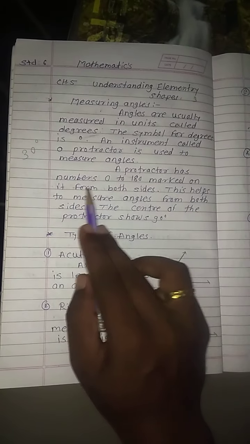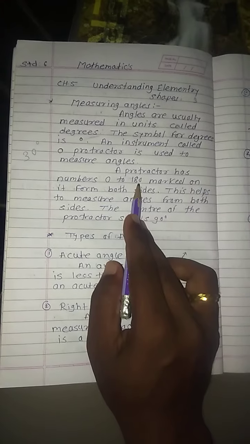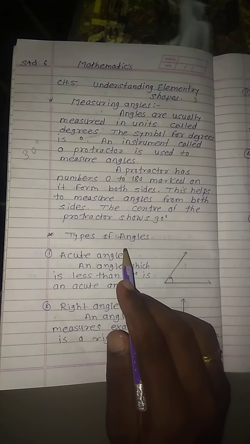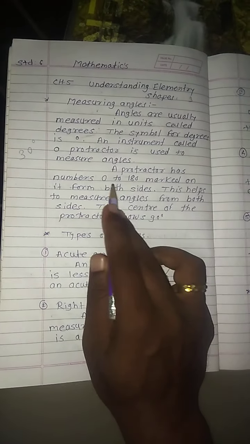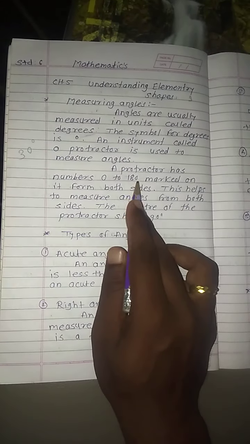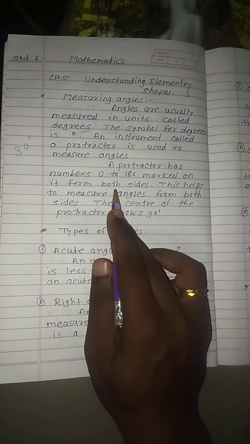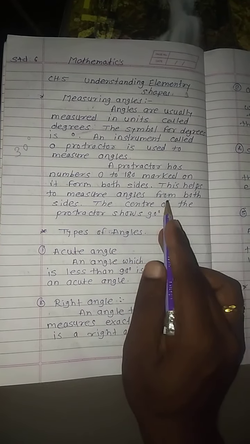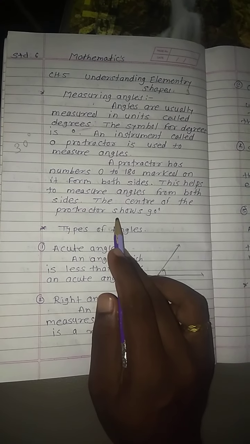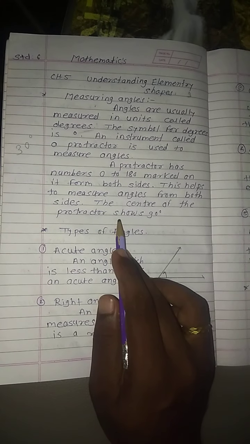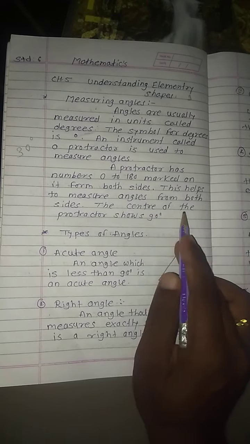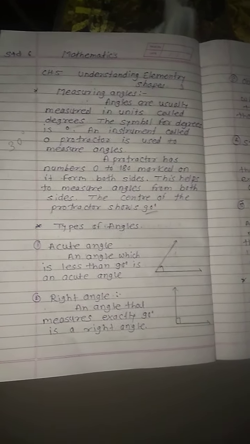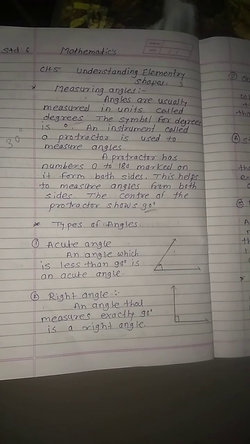A protractor has numbers from 0 to 180 marked on it, from both sides. This helps to measure an angle from both sides. The center of the protractor shows 90 degrees.